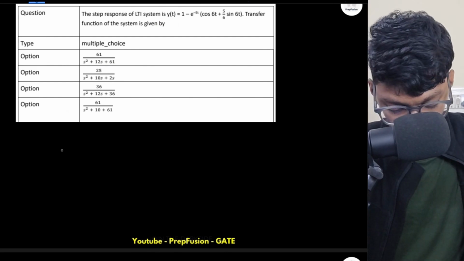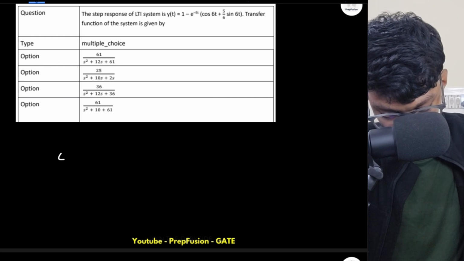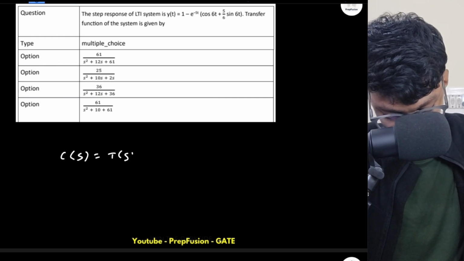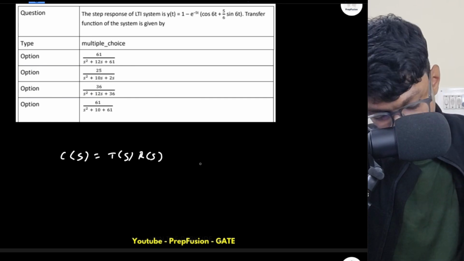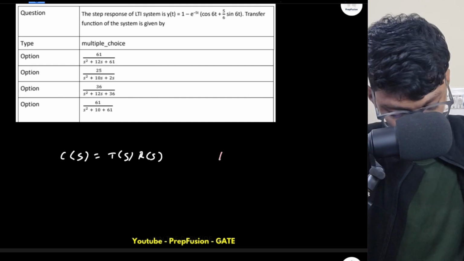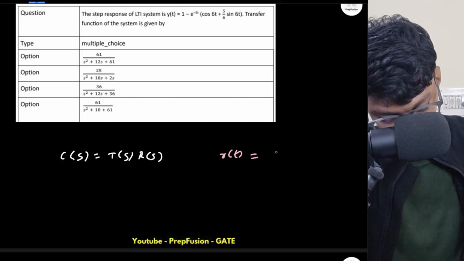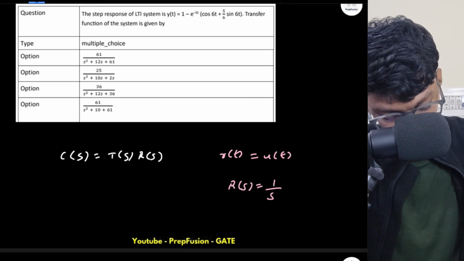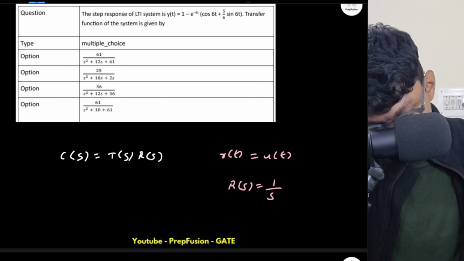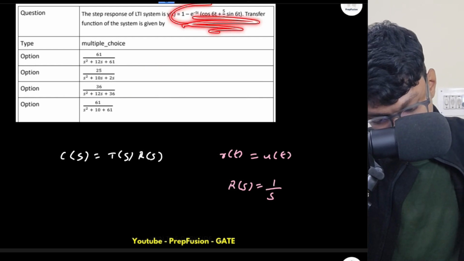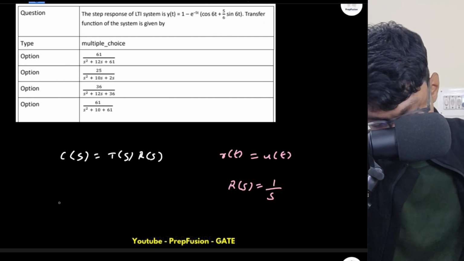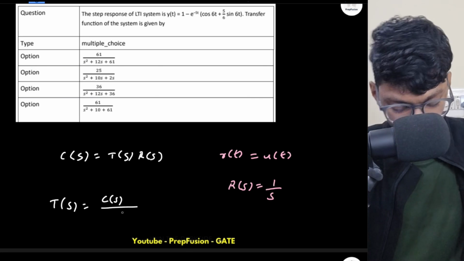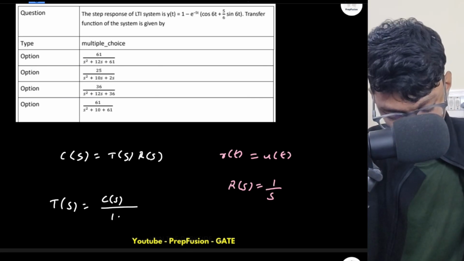So we know that the response C of s is equal to the transfer function of the system times the input R of s, correct? And they're telling me it is a step response. So if the input r of t is the unit step u of t, then R of s will be 1 by s. Transfer function T of s will simply be C of s divided by R of s, and R of s is 1 by s.